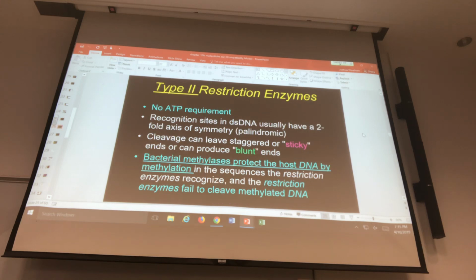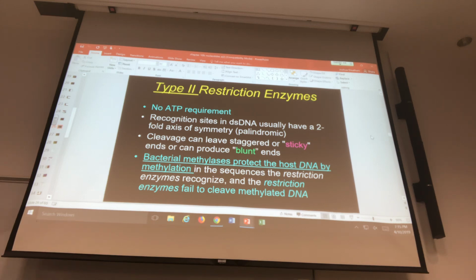Let's see. Also, other differences. These are listed on here for you. I'm not going to go over it in detail, but look at the differences between them, and only the information that is given to you on the PowerPoints will be asked about in regards to restriction enzymes. So don't worry if there's something missing here, you won't be asked about it.